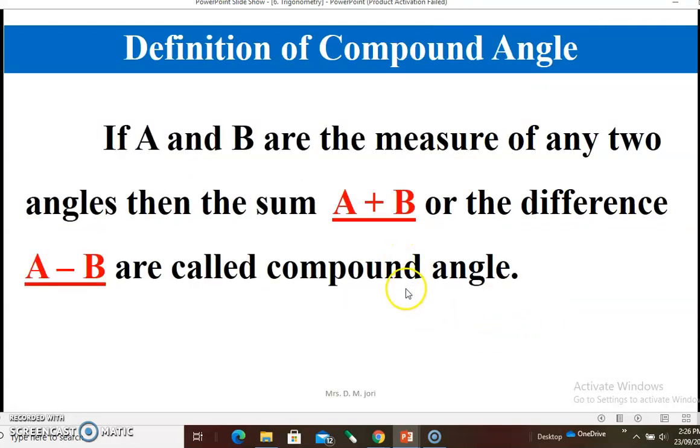So let's see the definition of compound angle first of all. If A and B are the measures of any two angles, then their sum, that is A plus B, or the difference A minus B, are simply called compound angles. If you add or subtract any two angles, then that addition or subtraction is called a compound angle.